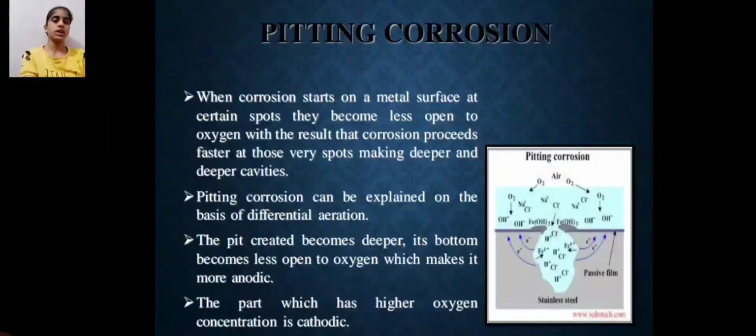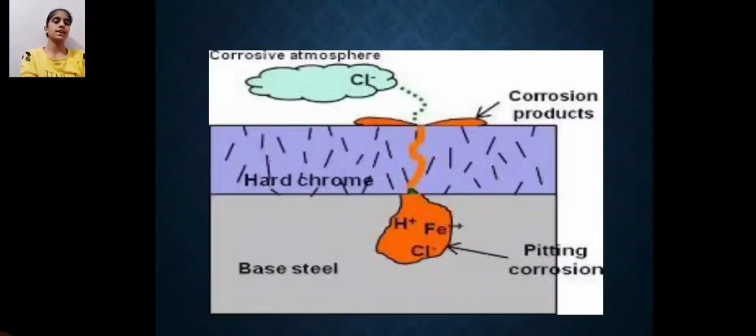Then pitting corrosion. When corrosion starts on the metal surface at certain spots, they become less open to oxygen, with the result that corrosion proceeds faster at those very spots, making deeper and deeper cavities. Pitting corrosion can be explained on the basis of differential aeration. As the pit becomes deeper, its bottom becomes less open to oxygen, which makes it more anodic. The part which has higher oxygen concentration is cathodic. And here is an example of the formation of pitting corrosion.